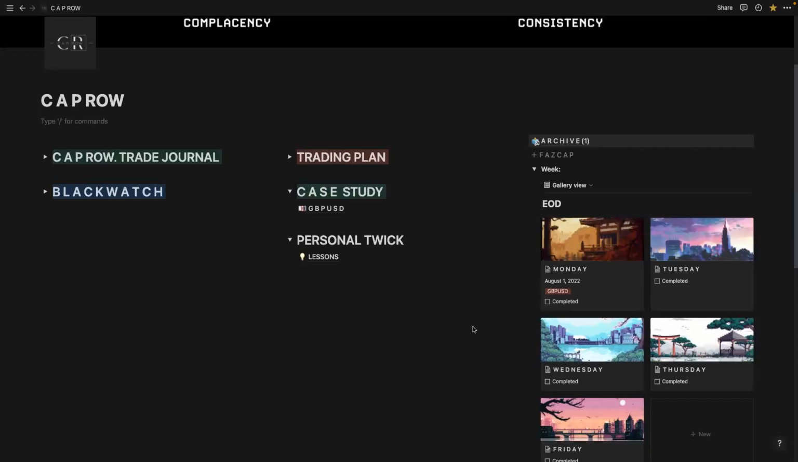Basically, before creating any trading plan, you need three things. First of all, you need data. Data means your trades, your general trades, your backtesting data, whatever you want.